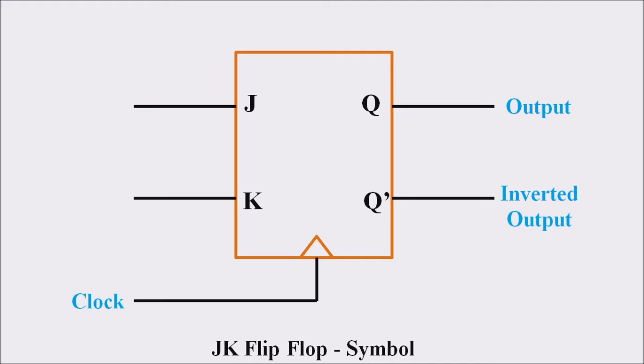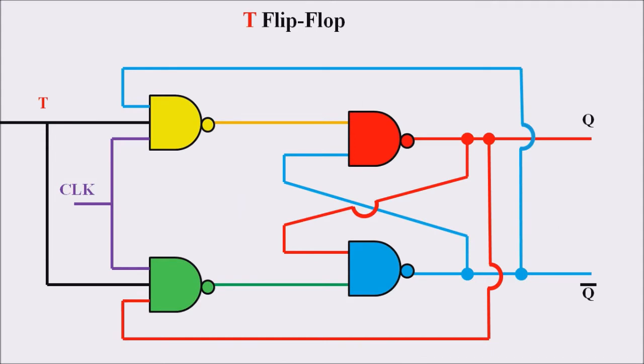So this is the symbolic diagram for JK flip-flop. If we are merging both the inputs, then we can consider it as a T flip-flop. In the case of a T flip-flop, if we are giving an input of 0, then both the J and K values will be 0. And if we are giving an input of 1, both of the values will be 1, and this type of flip-flop is known as a T flip-flop. The circuit diagram of T flip-flop is as shown in this figure.